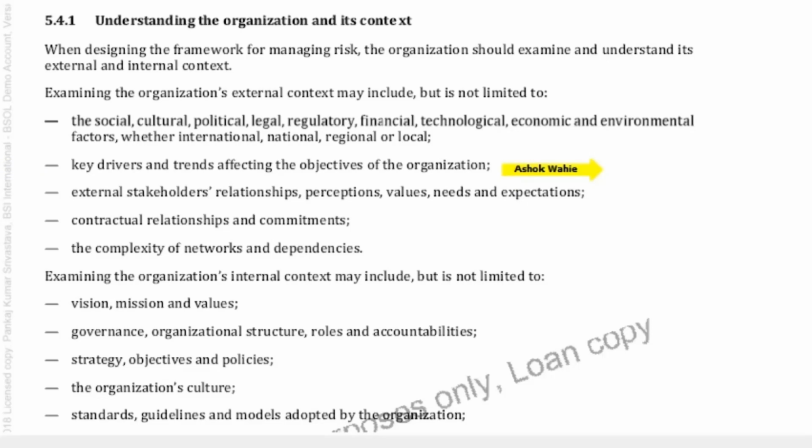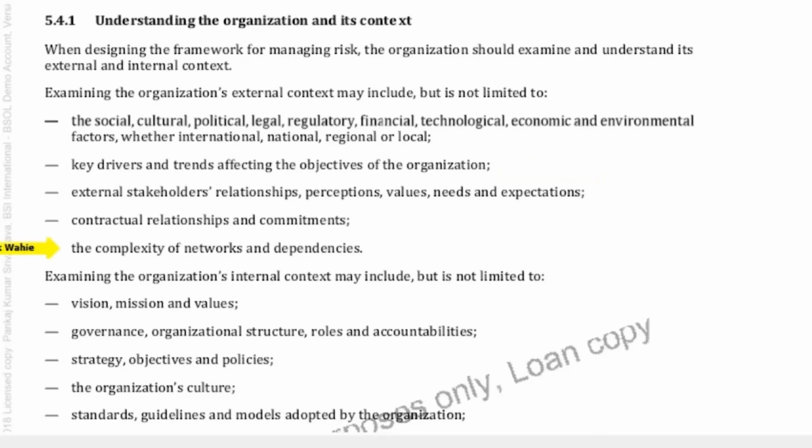Next, what are your contractual relationships and commitments? What is the impact to your organization if you fail to meet contractual relationships and commitments? SLA is not being met, quality of service not being there, the system not available. Then what is the complexity of networks and dependencies? That means what is your supply chain? What are your dependencies? So third parties and dependencies come here.